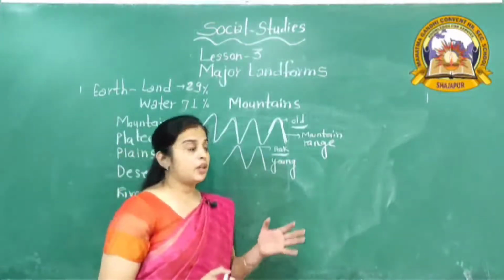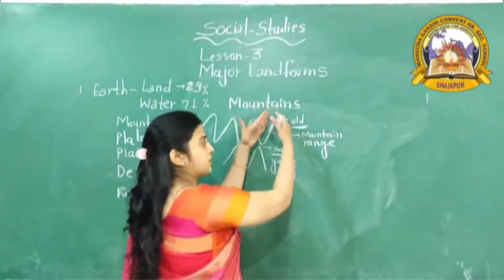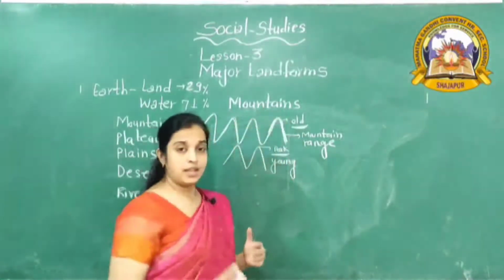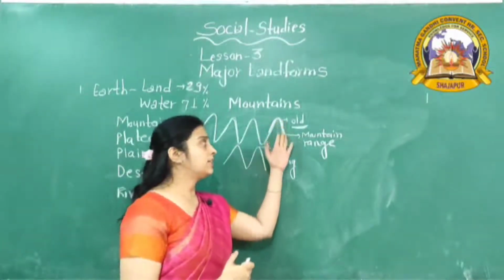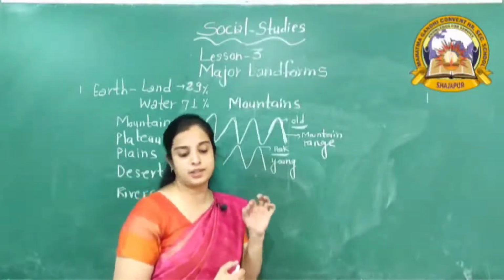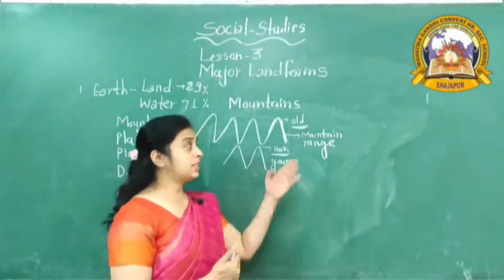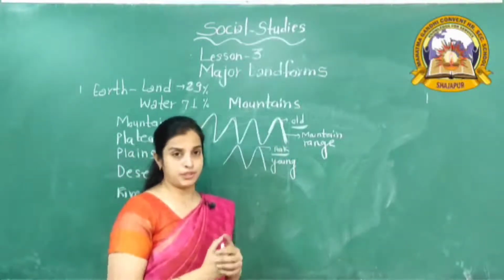Mountains have very thin soil. Why? Because mountains have steep slopes. So the soil is very thin. The soil cover is very thin. And they are thinly populated. Very little population lives here.